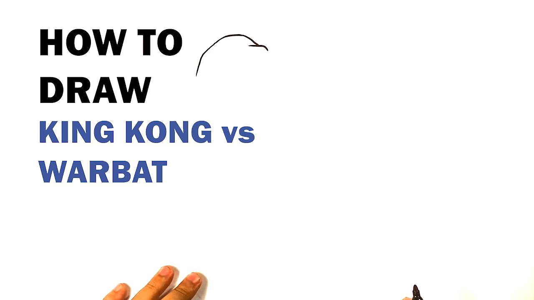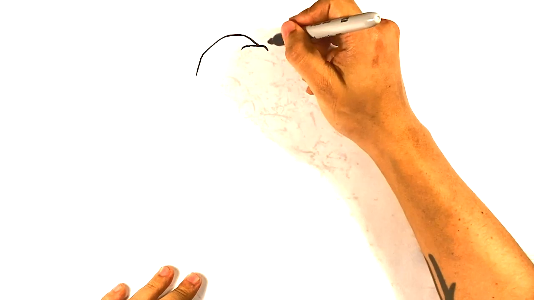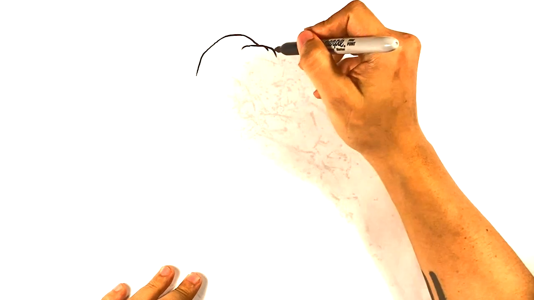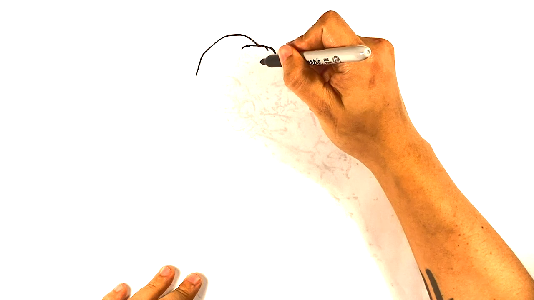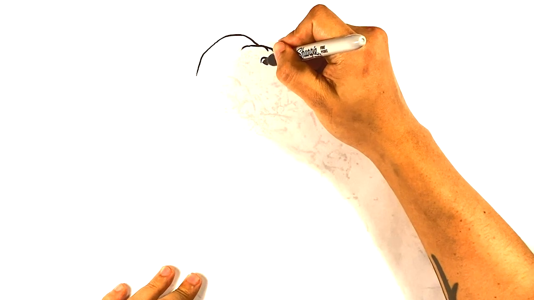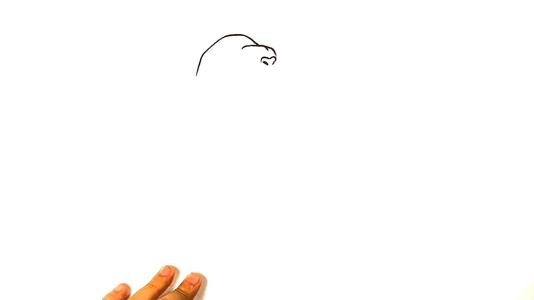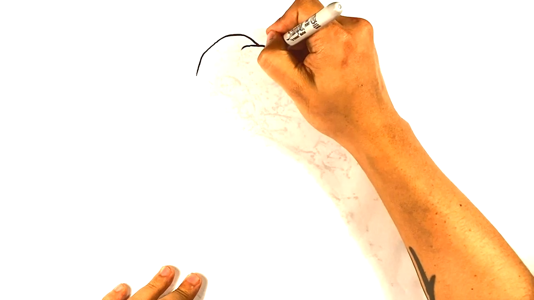Right here. Curl over here. Right here for the other side of his brow, the far side brow. Line over here for the top of the nose. Other top of the nose. Curve right there for the nostril. Curve right here for the nostril. And line over here in.